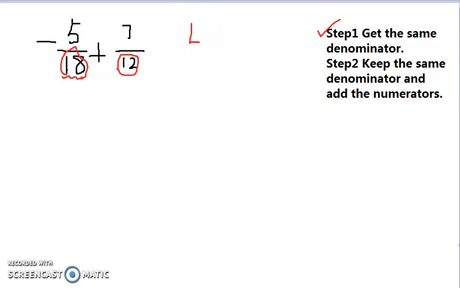LCD is what we call the least common denominator, which is the same as what we said before, LCM, least common multiple, because D here means denominator. So LCD is the least common multiple of the two denominators, 18 and 12. From chapter 1, we have already learned how to find the least common multiples of these two numbers. So let's take a look at how to do that.